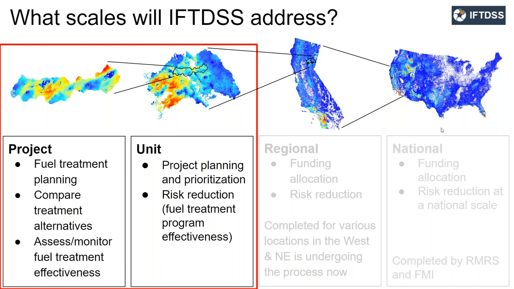This graphic just shows there are risk assessments, for example, done at the national and regional scale, and this is really intended for use more at the unit or project scale. And even in the risk scenario, as you hone in and get finer scale data and specific data, the results may vary a little bit with some things.